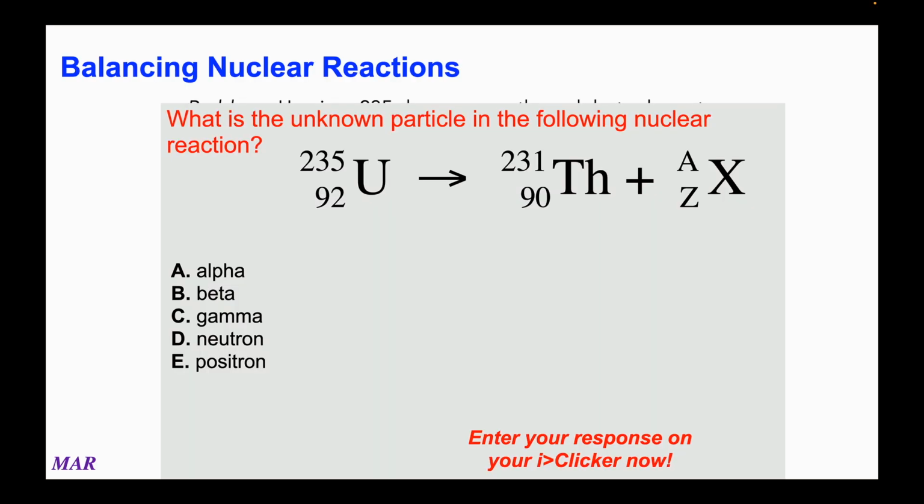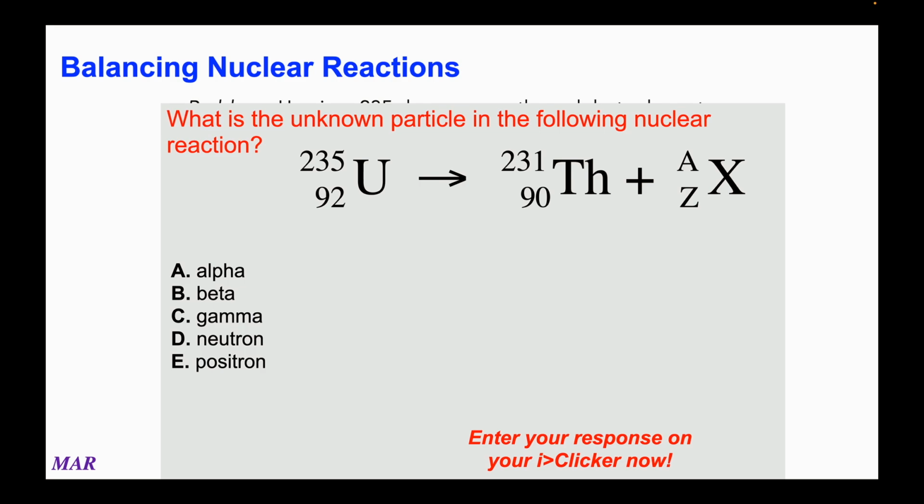One of the neutrons in uranium-235 is breaking down into a beta particle and neptunium-235. Here's a reaction. It's uranium-235, but it has a different decay. It's breaking down to thorium-231 and some other mysterious product, and it wants to know what the unknown particle is. So in this problem, we'll do the same thing. All the numbers in the lower parts have to equal each other on both sides of the arrow. Same thing for the upper numbers.